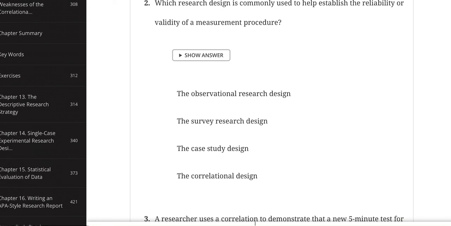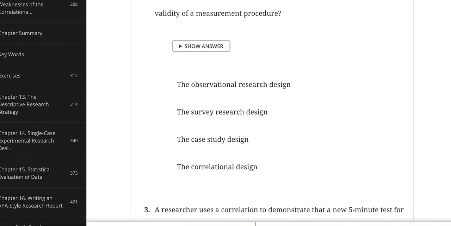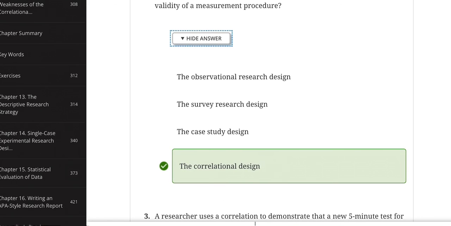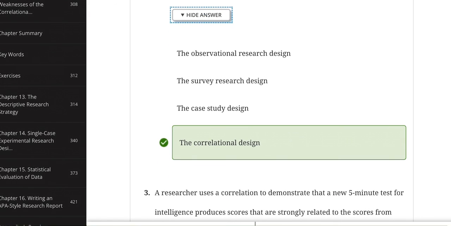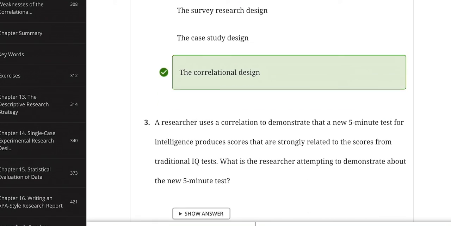Which research design is commonly used to establish the reliability or validity of a measurement procedure or tool? You probably could have guessed this just because that's what the chapter is about, but obviously it's correlational design. We literally just talked about that in the last slide. So again, correlational studies are used to establish reliability and validity of measurement procedures or tools a lot of times.